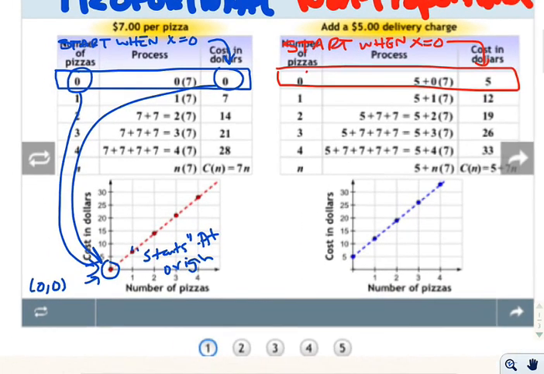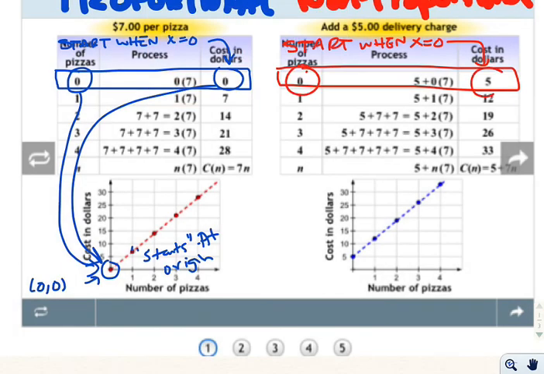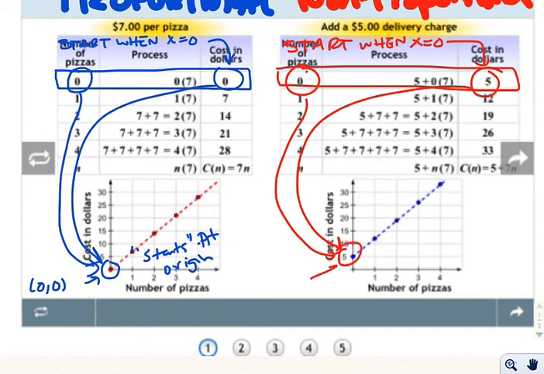Kind of in the same way, if we look at the non-proportional side, 0, comma 5 will actually manifest itself right here. That point is literally 0, comma 5. So this will not start at 0. In fact, it's going to start above or below 0. In other words, it's not going to go to the origin, it will go somewhere else.